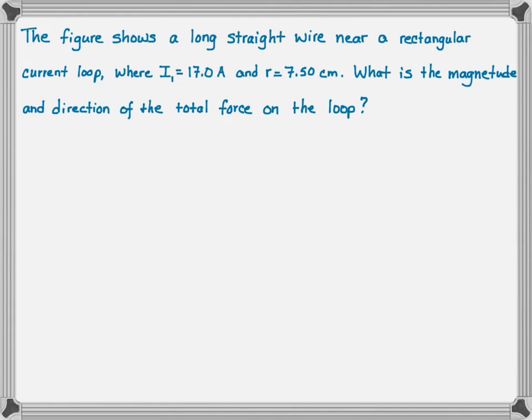Okay, this problem is coming from one of our homework assignments, assignment 19, I believe problem 5. They give you a figure, and the figure shows a long straight wire near a rectangular current loop. Again, these are my numbers. The current in the straight wire is going to be 17 amps, and it is a distance of 7.5 centimeters from the rectangular loop. The question is, what is the magnitude and the direction of the total force on the loop?